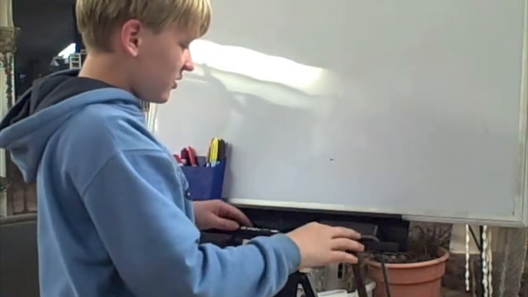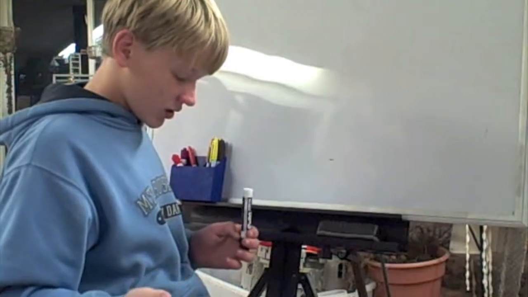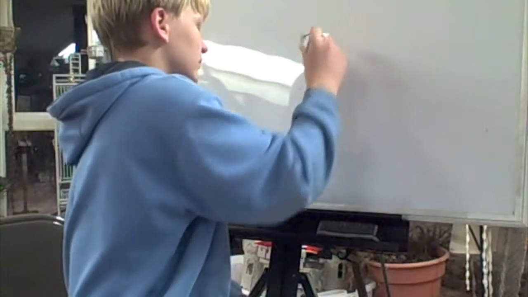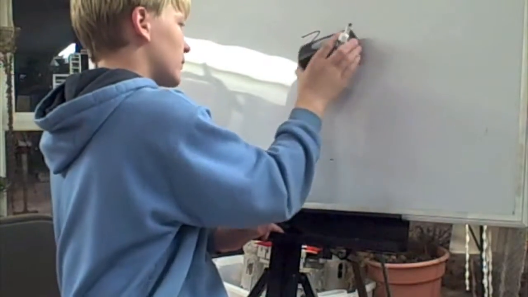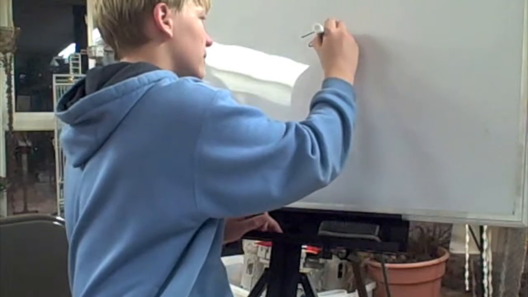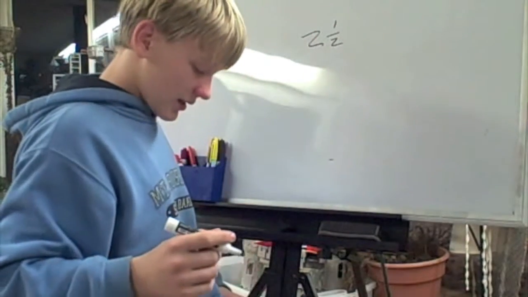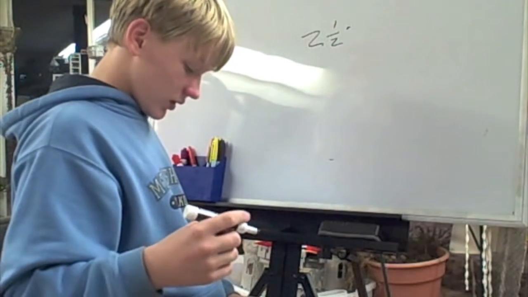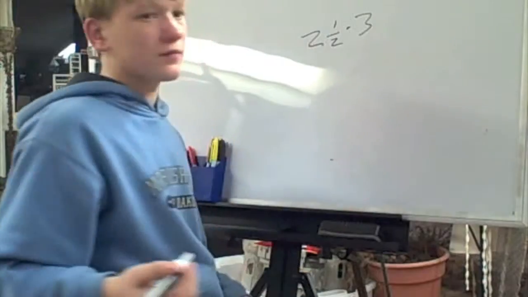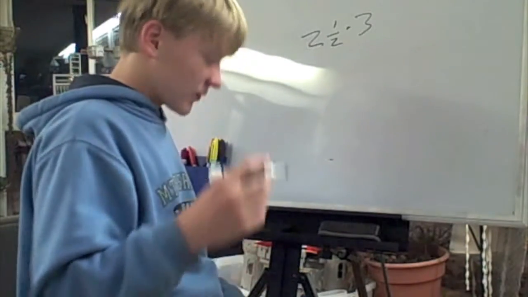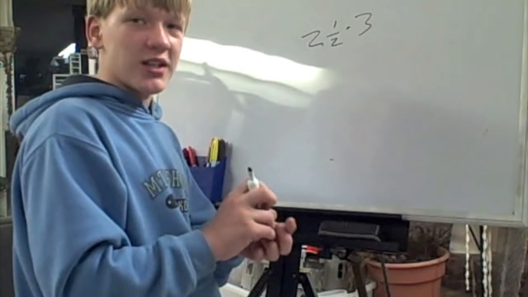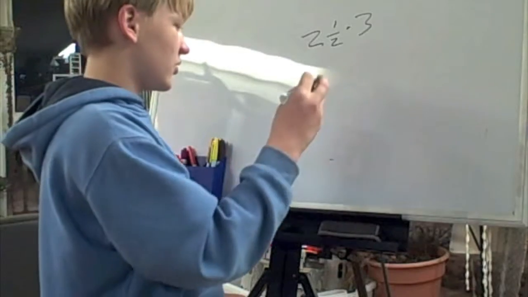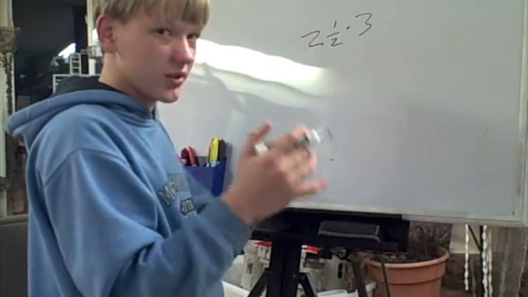Okay. And then you can get into where there's mixed numbers, which would be like 2 and 1/2, and then times 3. That's easy. Since making it into an improper fraction is necessary, you will need to make it into an improper fraction because it's necessary.